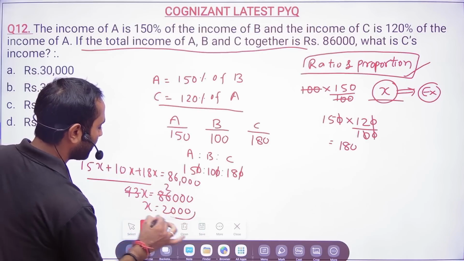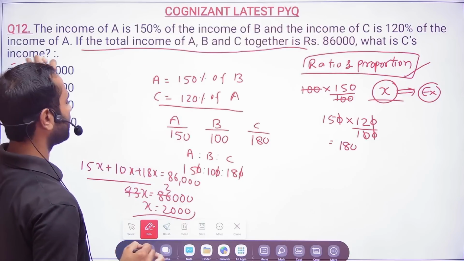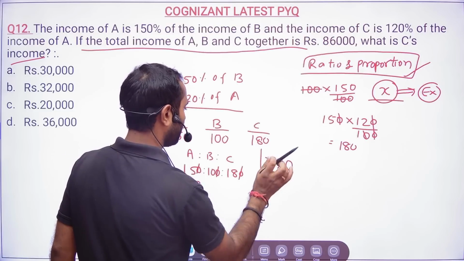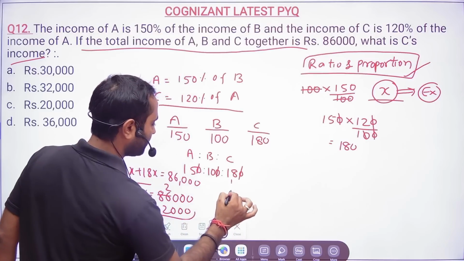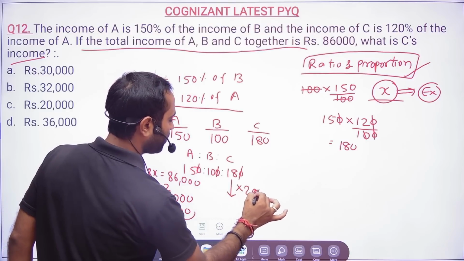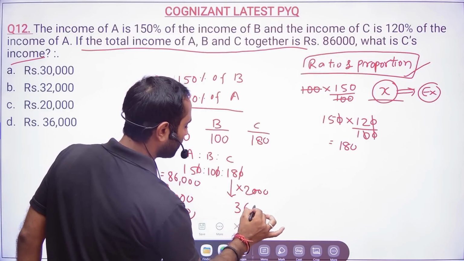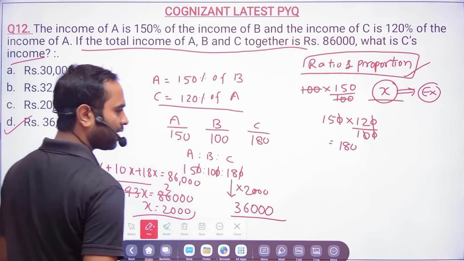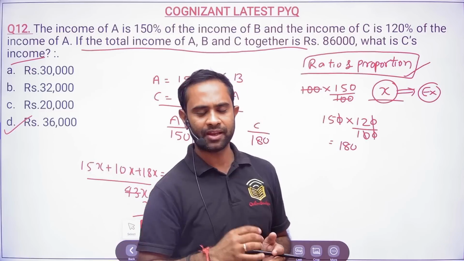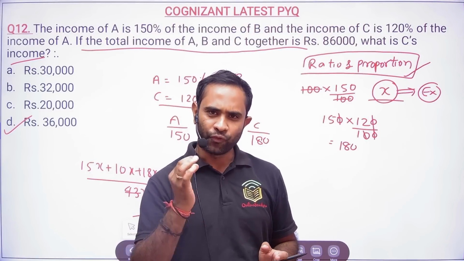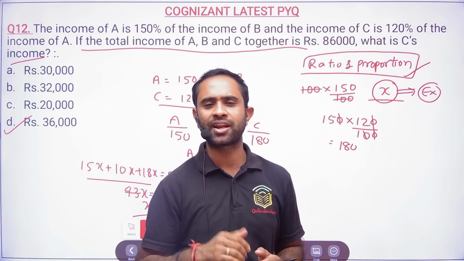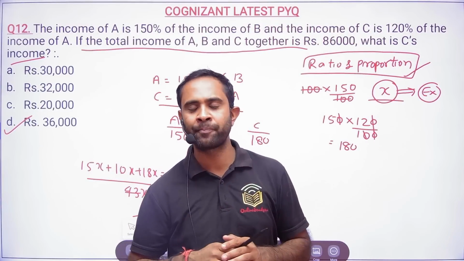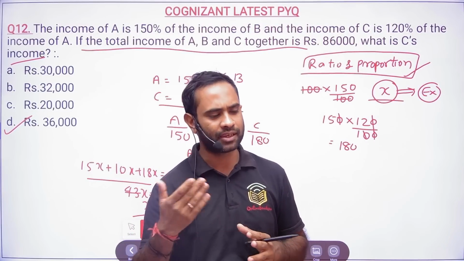Now what are they asking, my dear friends? What is C's income? C's ratio is 18 units, and one unit is 2000. So 18 into 2 will be 36,000. That's all. Simple. Option D will become the correct answer for this problem, right? So what we are doing is reading the problem and trying to understand how we can do it easily without involving X, and then solving it in a much easier way.